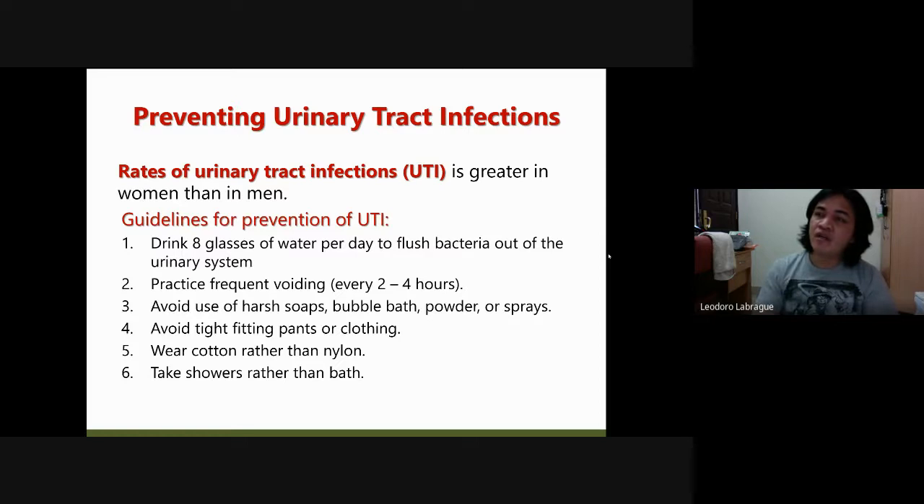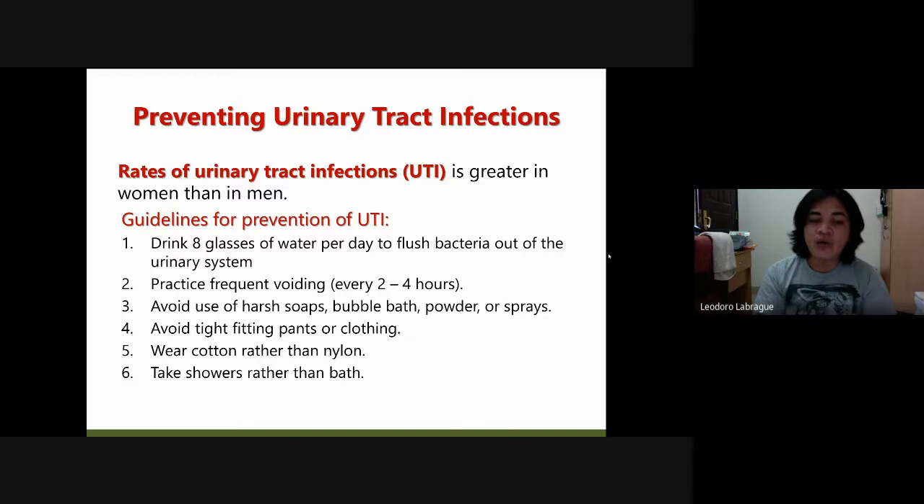Bubble bath, if you have a bubble bath at home. And normally, especially for rich people, they have a bathtub in their toilet and they want to spend their day in the bathtub. Again, there's a higher risk that microorganisms might access the bladder. Okay. Number 4, avoid tight-fitting pants or clothing, especially among females, and among boys who want to wear fit pants. Again, this can also contribute to urinary tract infection.